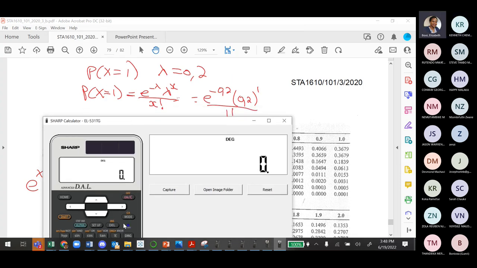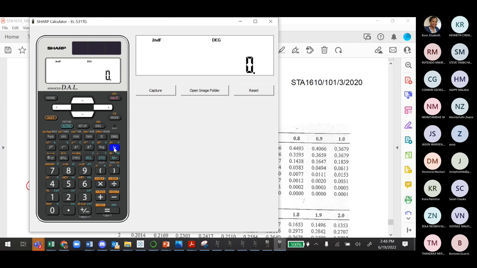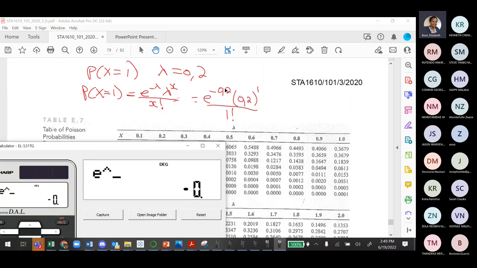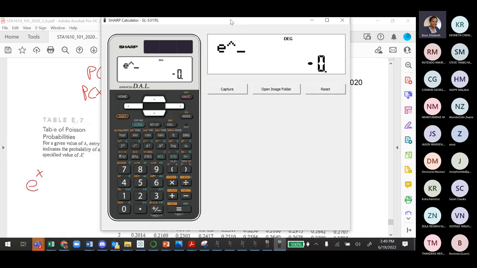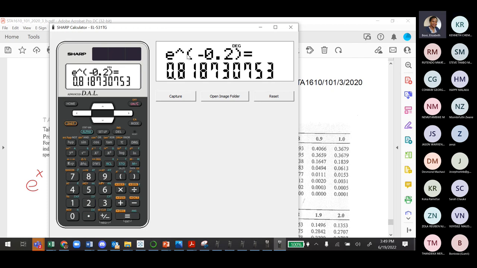In order for us to write this e to the power of negative 0.2, we'll have to press the second function. So second function, ln, will give us this on your calculator. It should look like that. And you will need to press the plus or minus button so that you put this negative number in, not the minus of the basic operation. You're going to press the plus or minus button, which will be the negative, and then press 0.2. If you press equal, it will give you the answer like this.